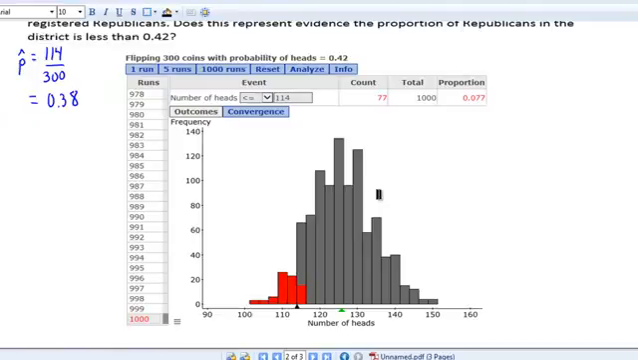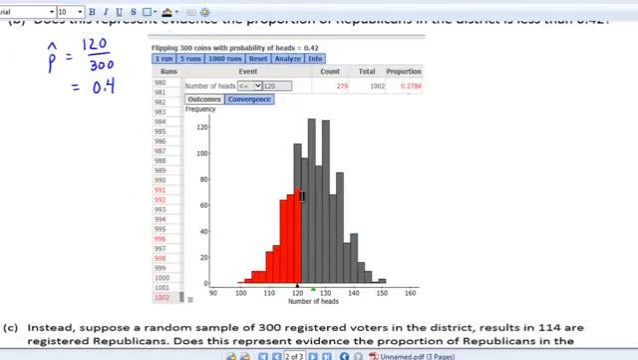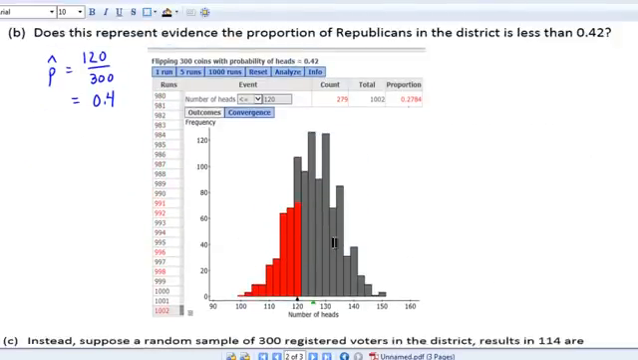Here we have some evidence against the statement in the null, right? Because we observe something that happens about 7 or 8 times out of 100 if the statement in the null is true. Here, getting a sample proportion of 0.4 from a population whose proportion is assumed to be 0.42 is not at all unusual.